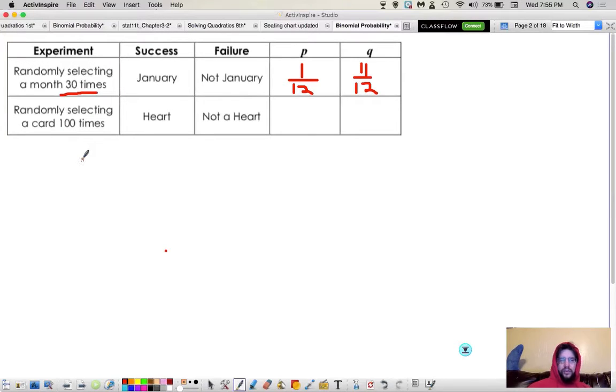Next, randomly selecting a card 100 times. So obviously we're putting the card back because there's not even 100 cards in a deck. So N is 100. Success will be heart. Failure will be not a heart. Well, there are 13 hearts out of the 52, or you could just say it's 1 out of the 4 suits. I like to simplify it, makes the number smaller to work with. So success, P, would be 1/4. There's a 1/4 chance of being a heart, 3/4 of not being a heart. So those two are binomial experiments.